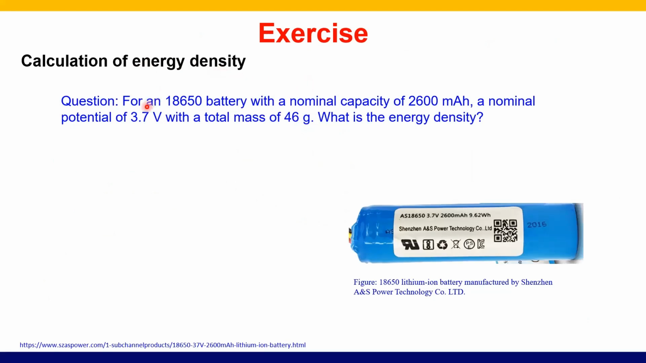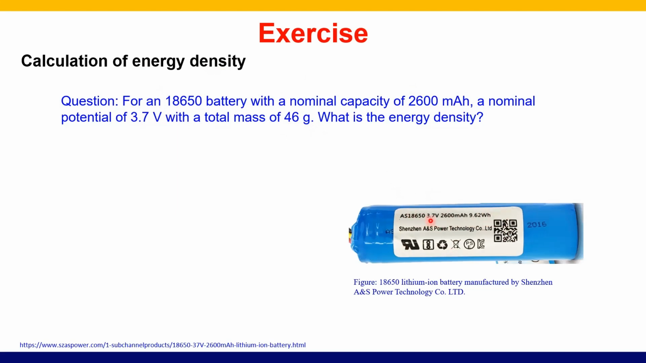So the question: a battery with a nominal capacity of 2600 milliamp hour and a nominal potential of 3.7 volts with a total mass of 46 gram. What is the energy density? The nominal voltage is a voltage given by the manufacturer. The actual voltage of a cell will usually vary around this nominal value.